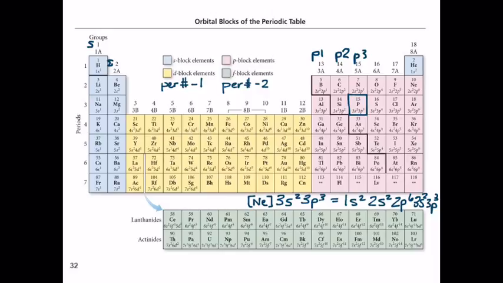Yes? Why don't you go to 1p6? Like, why does it jump straight to 2p6? There is no p orbital in the first energy level, and that has to do with the quantum numbers. For n equals 1, l can only equal 0, and so there's only one sublevel. And the second level only has s and p sublevels. It does not have a d sublevel. Good questions.